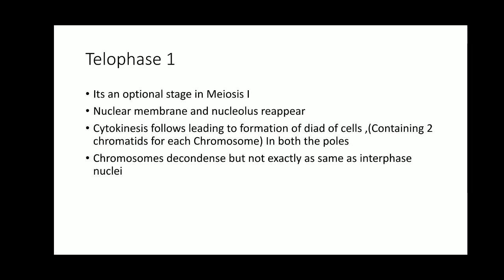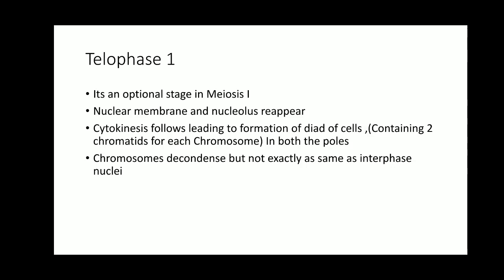And the last stage is telophase 1. Telophase 1 is an optional stage in meiosis 1, because after anaphase 1, the cell usually undergoes telophase and cytokinesis simultaneously, but sometimes it undergoes them separately. So it is known as an optional stage in meiosis I. Once again, it is similar to the telophase of mitosis.